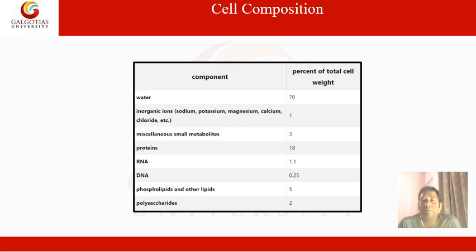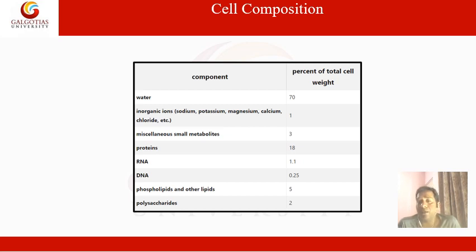Now, if we see the composition of the cell, then around 70% of the total weight of the cell is formed by water. Then what else is present inside the cell? There are inorganic ions that constitute about 1% of the cell, and these inorganic ions are mainly in the form of sodium, potassium, magnesium, calcium and chloride, etc. Then there are numerous small metabolites. They also constitute around 3% of the cell.